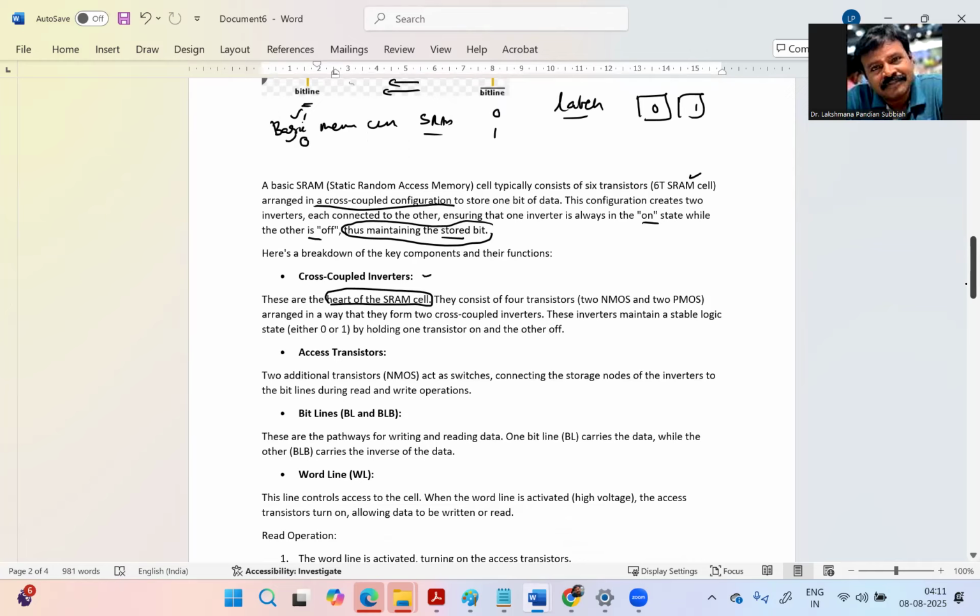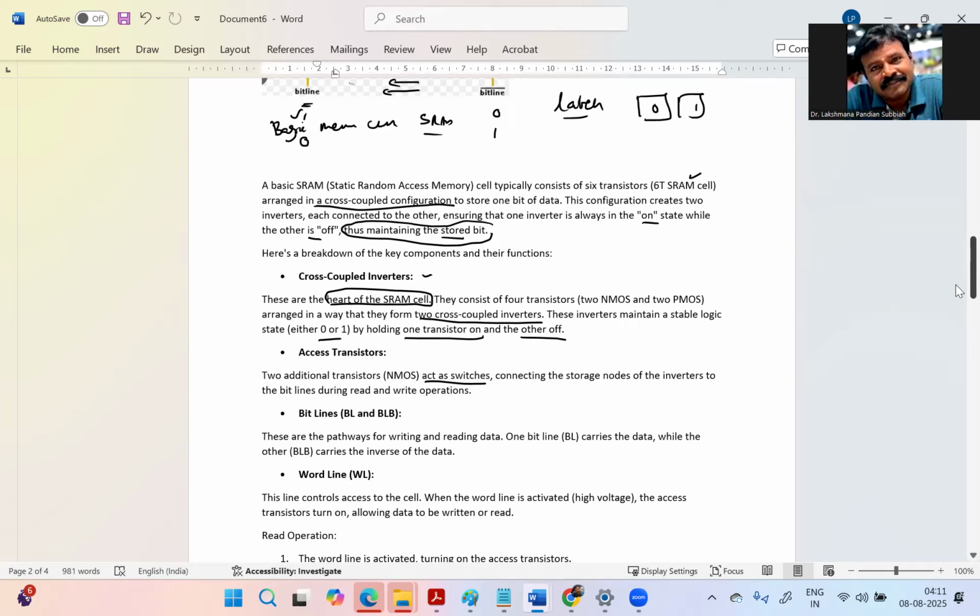You can see 4 transistors, 2 NMOS and 2 PMOS, arranged so that they form two cross-coupled inverters. That is the diagram. This inverter maintains a stable logic state, either 0 or 1, by holding one transistor on and the other off. For storing 0, one transistor is on; for storing 1, the other transistor is on and the first is off. Here we also have two additional transistors that act as switches.